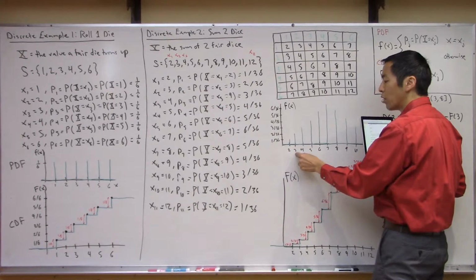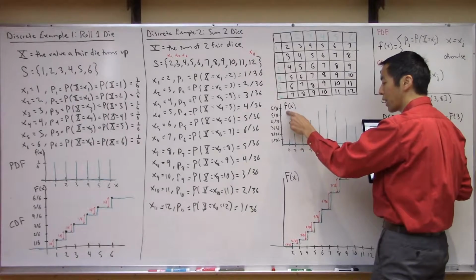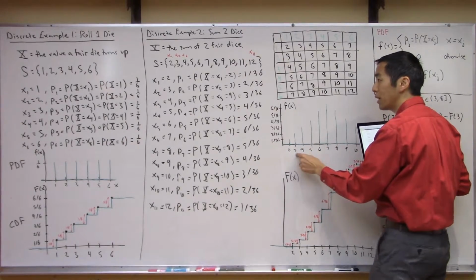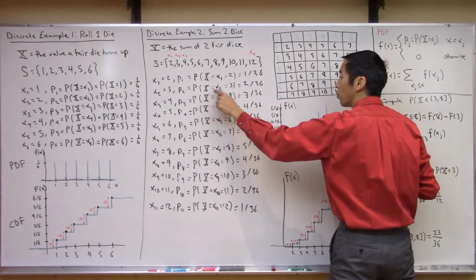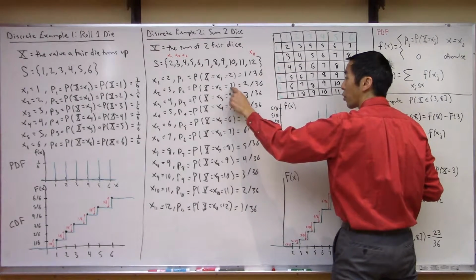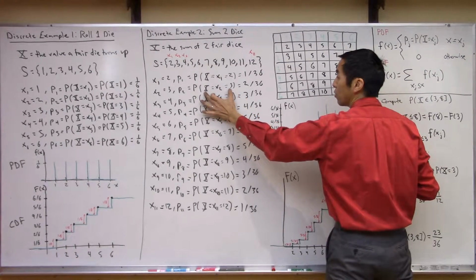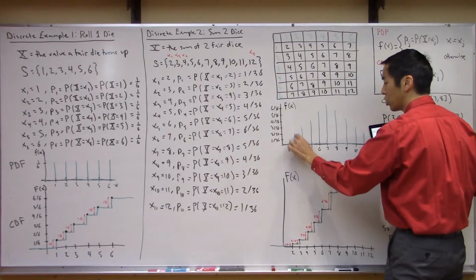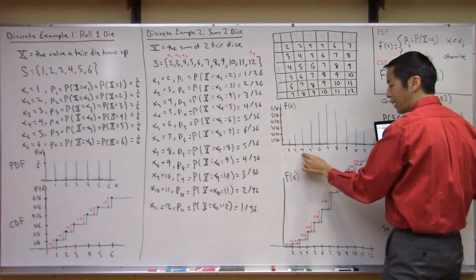Now, come to this one. This is 3. So the probability distribution function, lowercase f, measures what's the probability that the random variable will take on this value 3, right? What is the probability that x is equal to 3? Well, that's 2 out of 36. So this thing jumps up to 2 out of 36, and et cetera, et cetera.